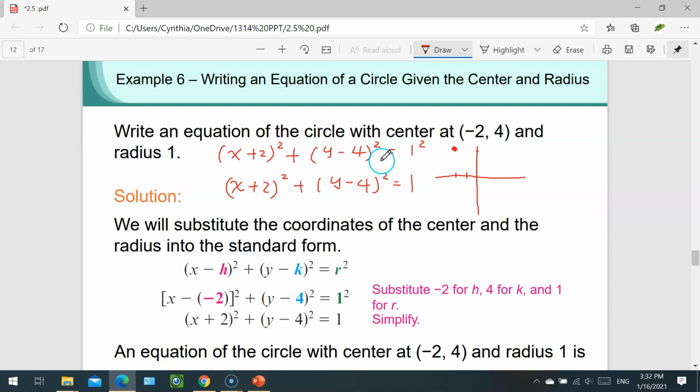And now the radius is 1, right? So you go right 1. This is 1, 2, 3, 1, 2, 3, 4. Okay. So go down 1, go left 1, go up 1. So combine those 4 dots around the center, and that would be the circle of the equation. So radius is 1. This is 1.